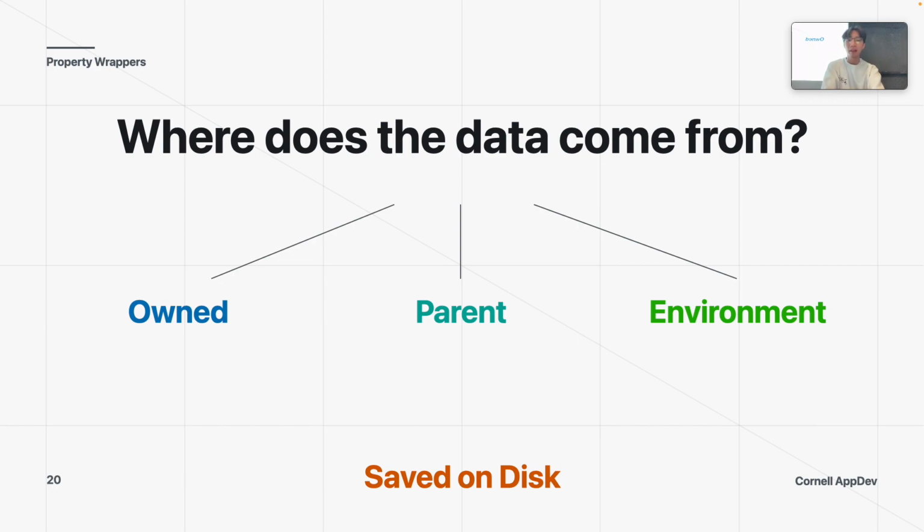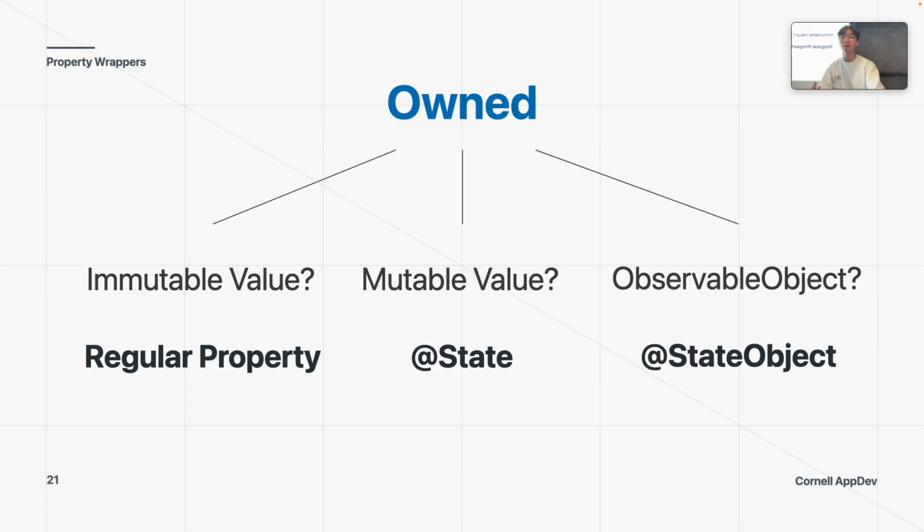There are 4 places from which data can come. Well, technically 5 if you're including networking, but I didn't include it in this case. You can own it yourself, you can get it from your parents, you can get it from your environment, or it's saved on your local disk. So again, if you own it and it's an immutable value, then you can use a regular property.